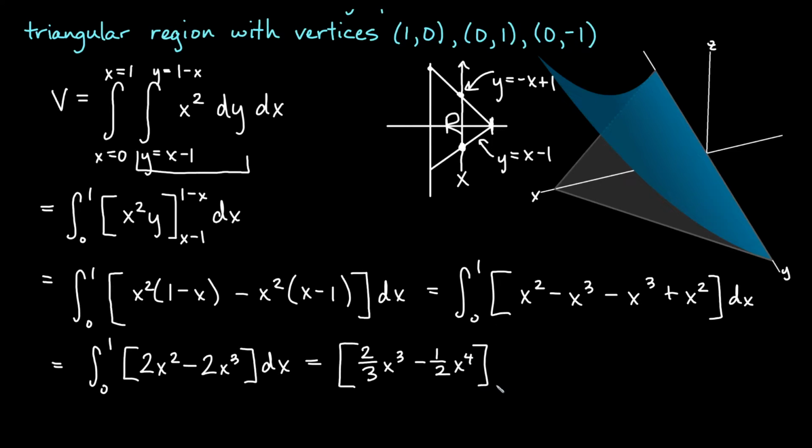And now, plugging in bounds 0 to 1. Well, let's see, plugging in 1 is just going to give me 2/3 minus 1/2. Plugging in 0, since there's an x in each of these, that's just going to be minus 0. And if you get a common denominator, this is 4 over 6, and this is 3 over 6, and 4/6 minus 3/6 is going to give you 1 over 6 for this one.